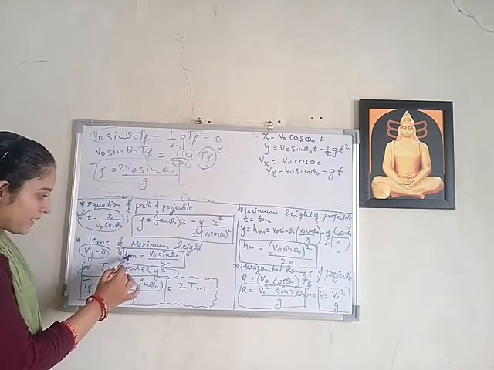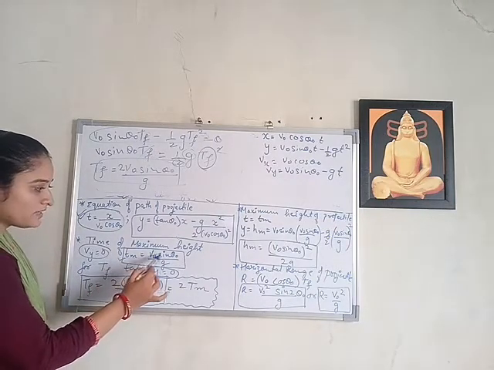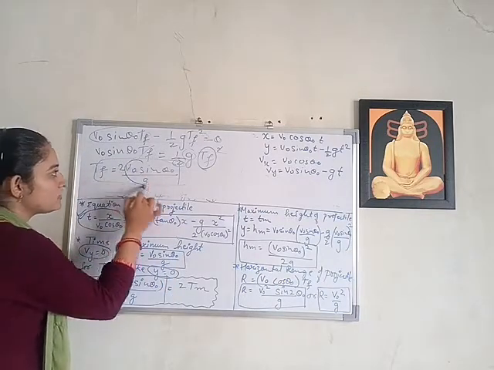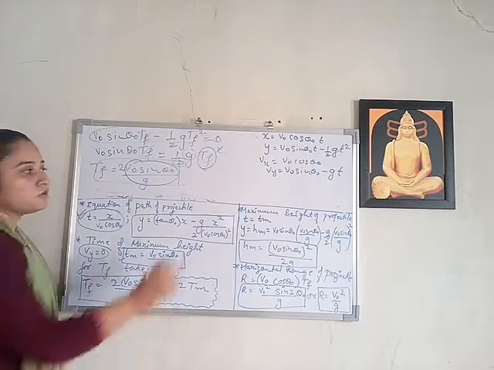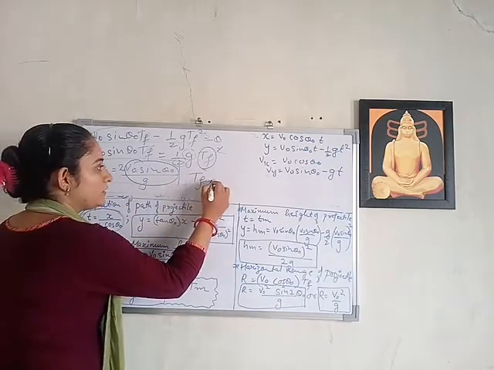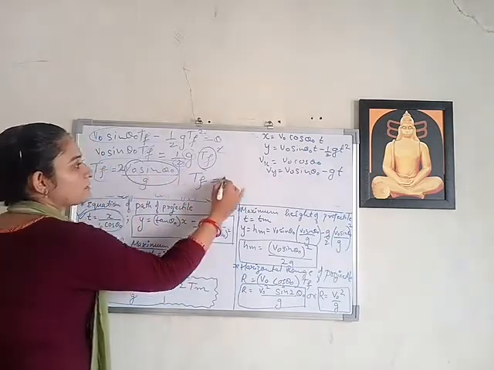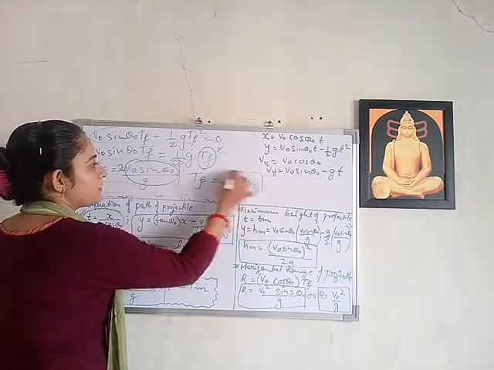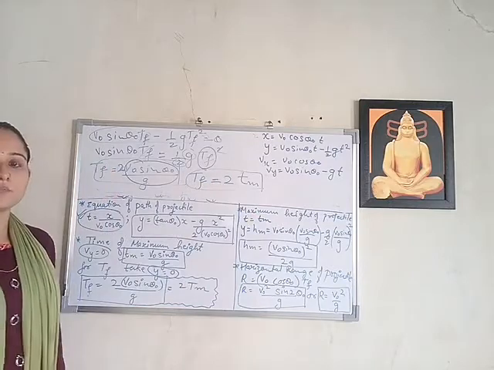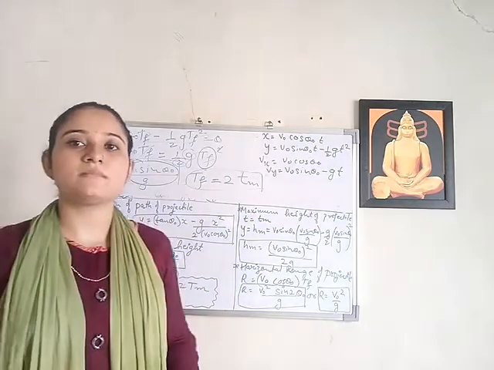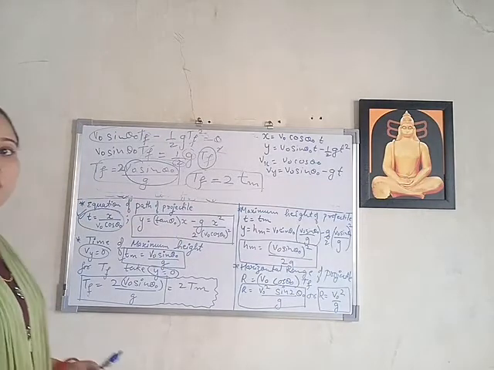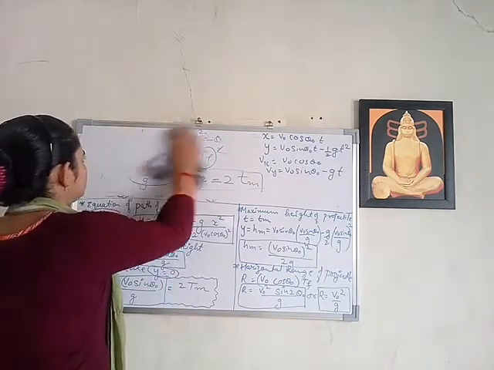Now you know that the maximum time Tm equals V0 sin theta 0 by g. So this is your Tm. So the time of flight equals 2 times Tm, that is the maximum time. So the time of flight is 2 times the maximum time, that is, the time of maximum height.